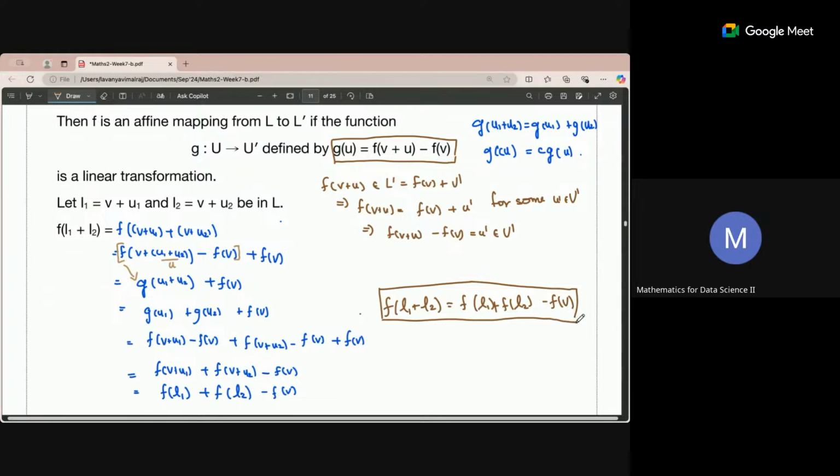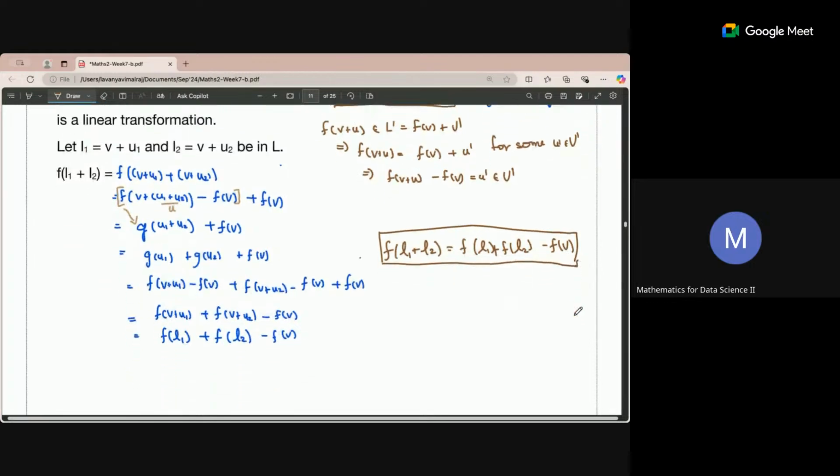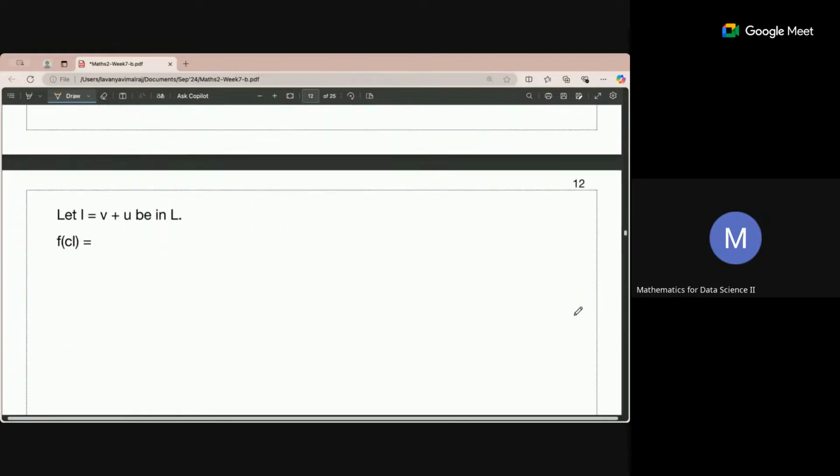So this is the first property. And let us look at the scalar multiplication now. Similar way, this is f of, what is c times of L? It is v plus cu. Now f of v plus cu. Again, I'm doing the same step like before: f of v plus cu minus f of v plus f of v.